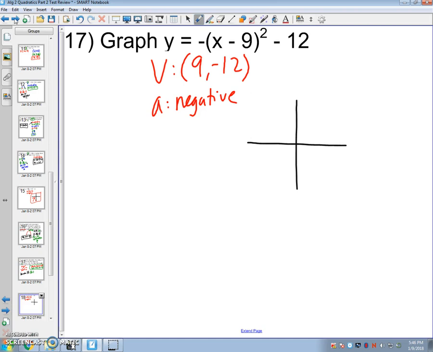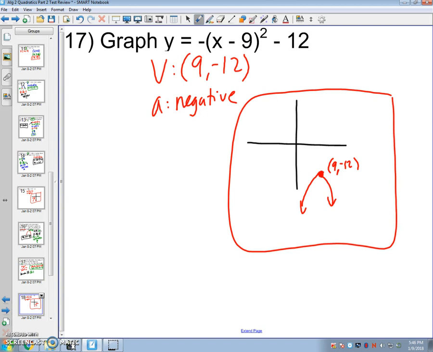And this is the x squared. So let's see. Right 9, down 12. Let's call this 9, negative 12. Since a is negative, you flip it to an upside down u. That's the answer. That's all they want. And again, no domain or range. Just can you graph the picture based on what they give you. Vertex form is the quick sketch.